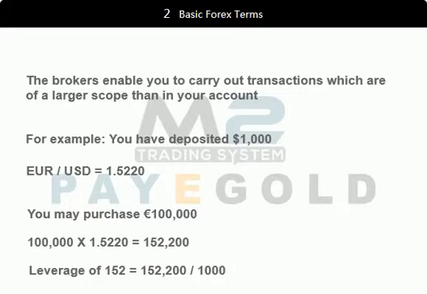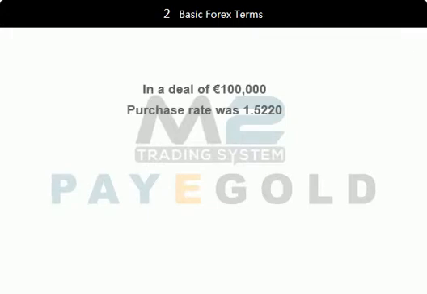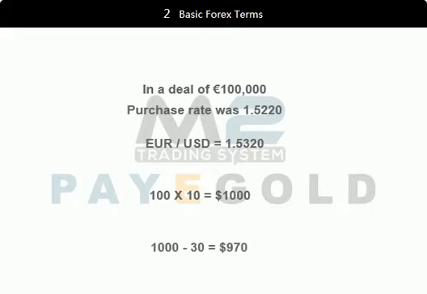In a transaction of 100,000 euros, how much is each pip worth? Well, we learned that already. Remember? $10. Let's assume that the exchange rate indeed rose to 1.5320. How many pips have you earned? 100. And how much money have you earned? 100 times 10 equals $1,000. Let's deduct the commission and the net profit from the transaction. Now you've got $970. Nearly 100% return in one day.